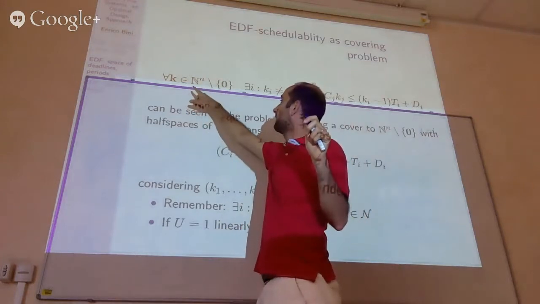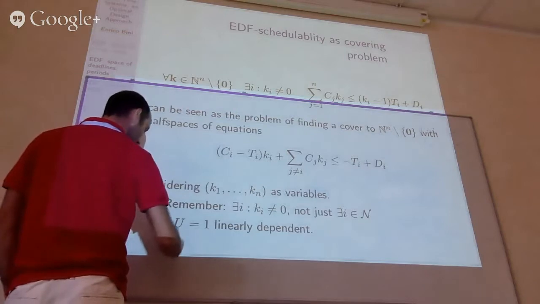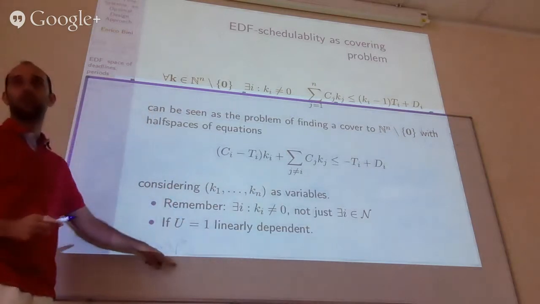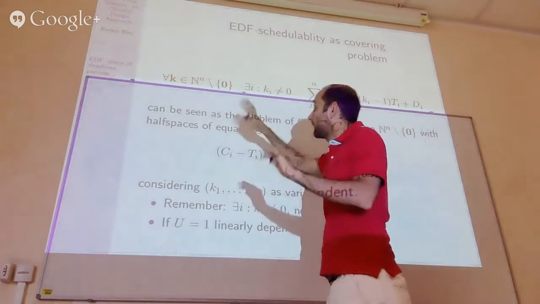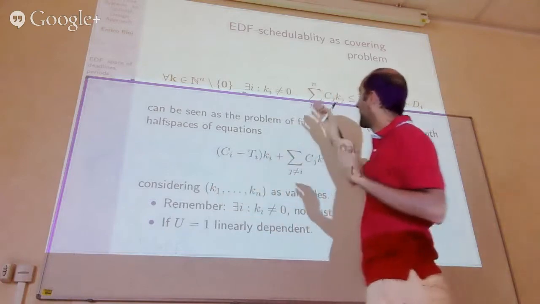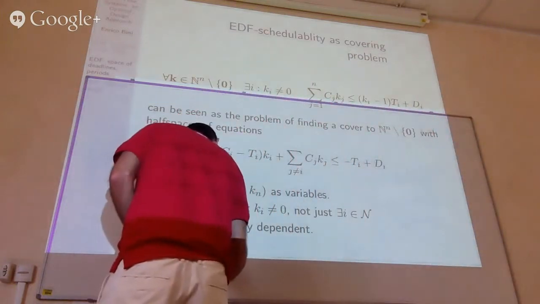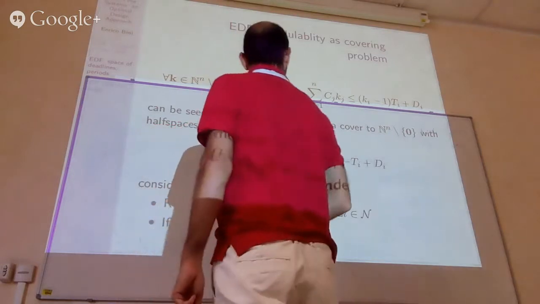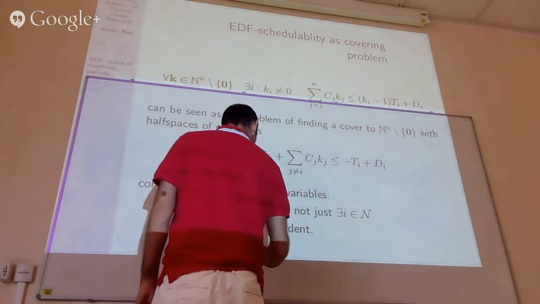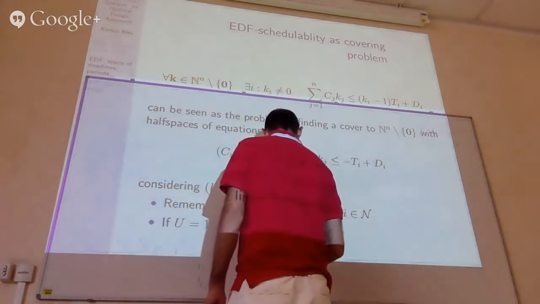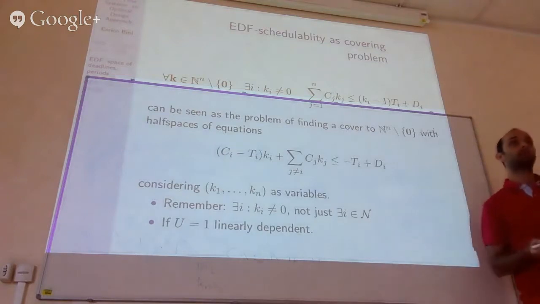Okay, so basically, what does it become for one task? For one task, it's for all k in the integers without zero. You want that there exists one value in the vector, but now the value in the vector has to be that value, because there is only one. So now I is 1, and ki is of course only k, such that the sum C k is less than or equal to minus 1 d plus d. Of course, it is what it has to be, right?